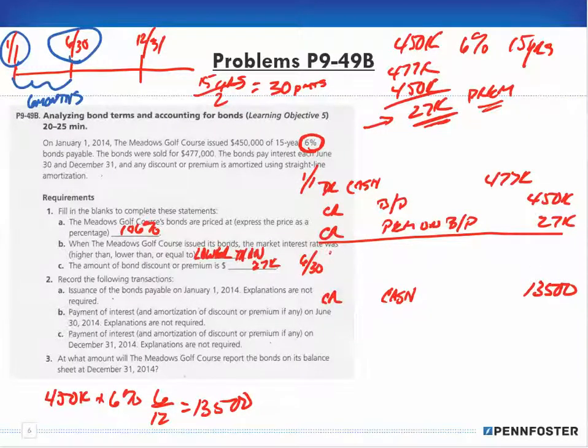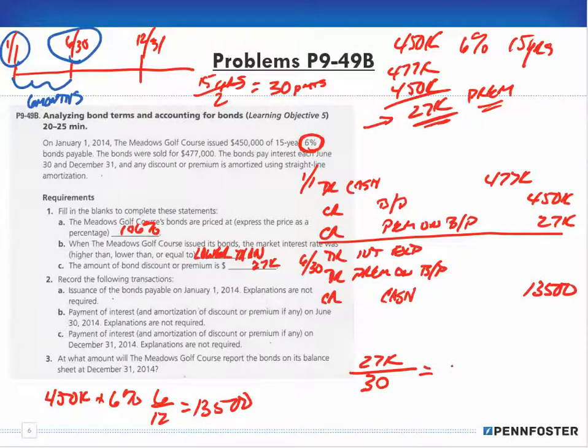Now, that means we're going to debit interest expense, but we can't calculate the interest expense just yet because we have to take into consideration the premium, right? So we're going to debit the premium on the bond payable. The premium is $27,000 and it's over 30 payments, and we amortize it straight line. That gives us 27,000 divided by 30 is $900. So I have $900 as the premium on the bond payable.